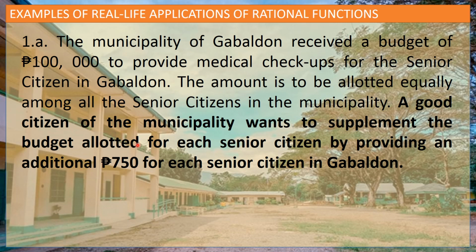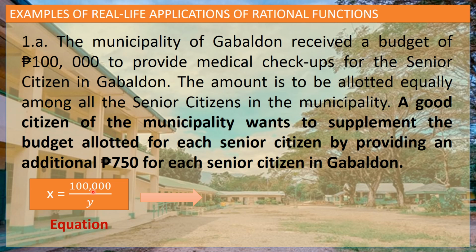So, let's see if your equation is the same as given here. So, ito yung equation natin kanina. So, x is equal to 100,000 pesos divided by y. Where x, ito yung allotted amount doon sa bawat senior citizen. And y, ito yung kung ilan yung senior citizen natin. So, kailangan natin makapag-construct ng another equation to represent dito sa ating situation na dinagdagan na natin siya. Nabibigyan daw ng isang good citizen or good Samaritan bawat isang senior citizen ng 750.